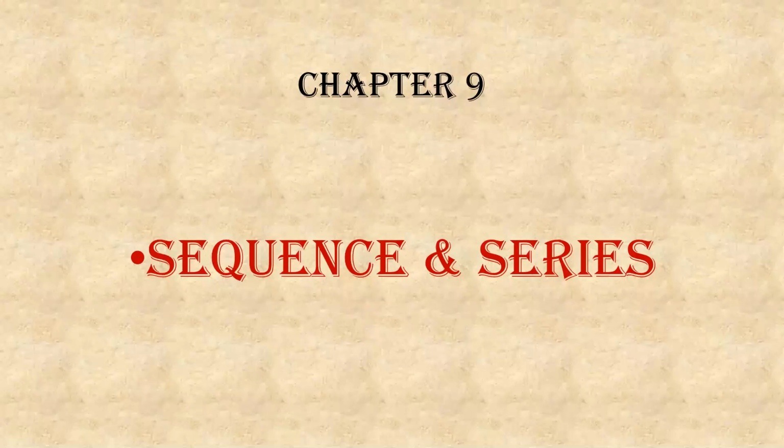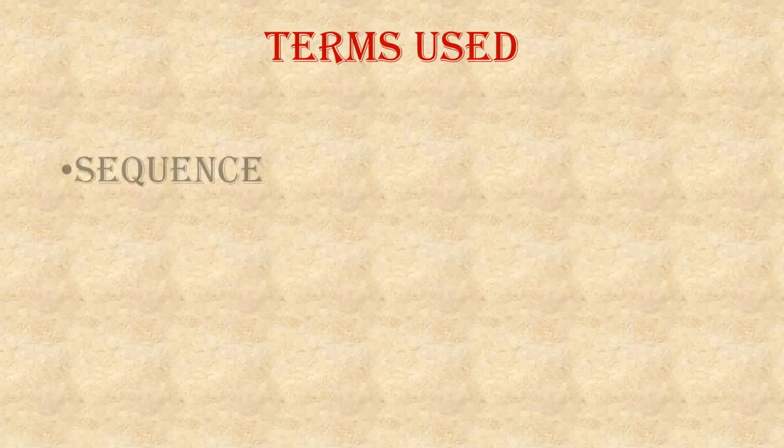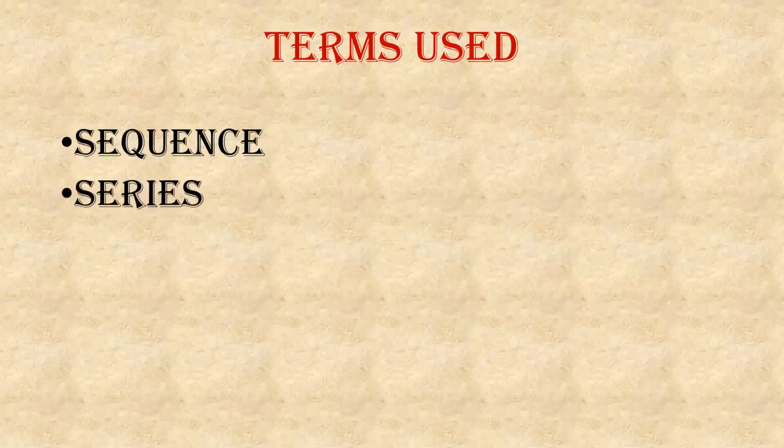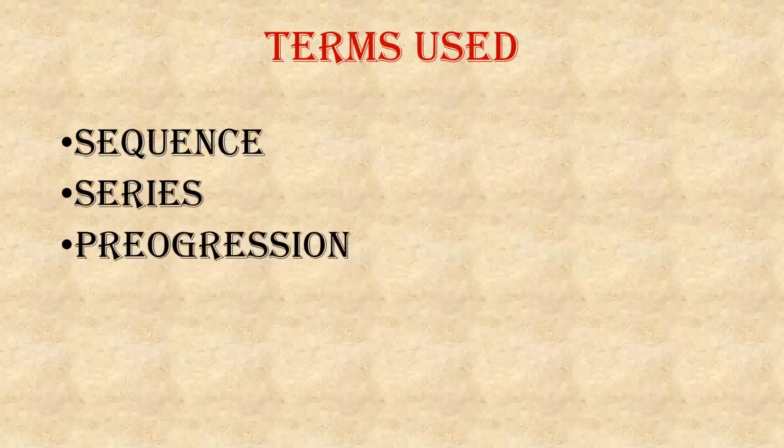So we are starting with chapter 9, sequence and series. The terms used in the chapter will be sequence, then second will be series, and third will be progression. Now we all will come to know about the differences in the terms. What do all these terms mean?